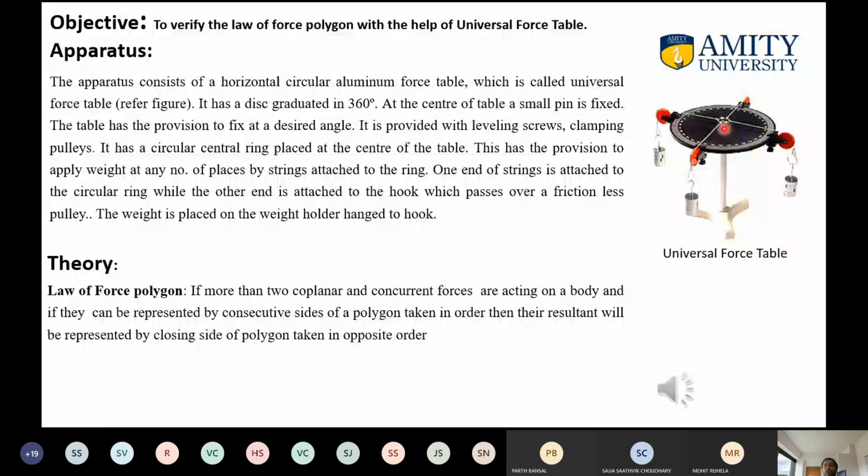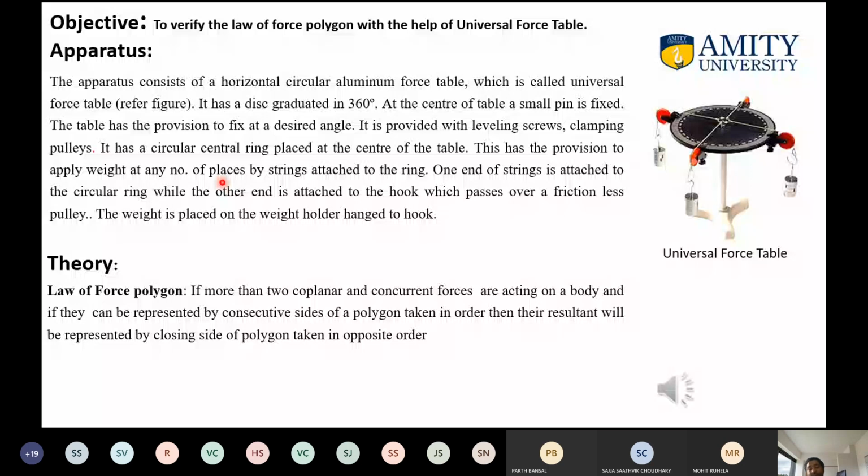It is provided with leveling screws. These are the screws here. We can rotate the screws and adjust the angles with the help of the screws. It is provided with screws and pulleys. It has a circular central ring, which I have already told you. This is the small ring here, to which all the threads are attached. It has a circular central ring placed at the center of the table, and this has the provision to apply the weights at a number of places by the string attached to the ring.